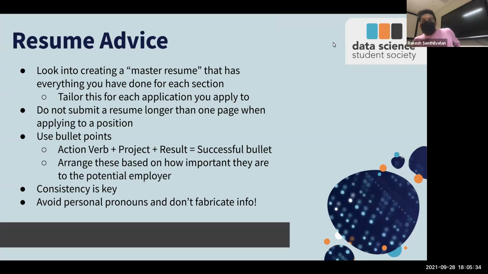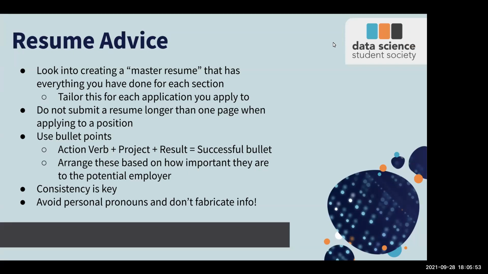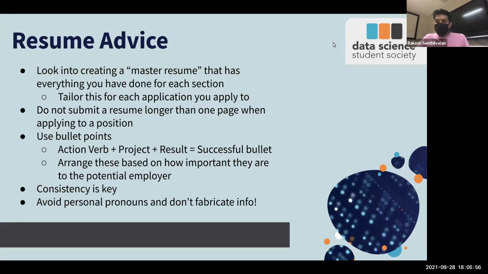All right. So in terms of resume advice, one of the first things that I found to be particularly helpful was to look into creating a master resume that has everything you have done for each section. Generally, when you're creating a resume, you're going to have a few major sections, depending on what you're applying for. This will include previous job or professional experiences, projects that you have worked on, your education, contact information, and other publications and stuff that you have worked on.